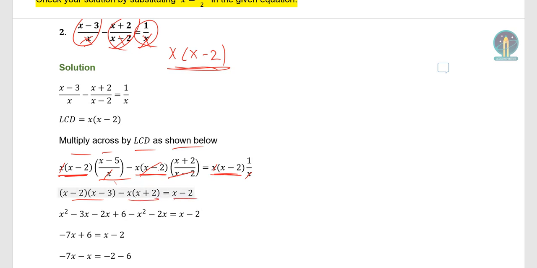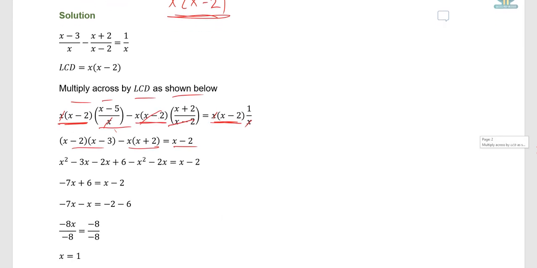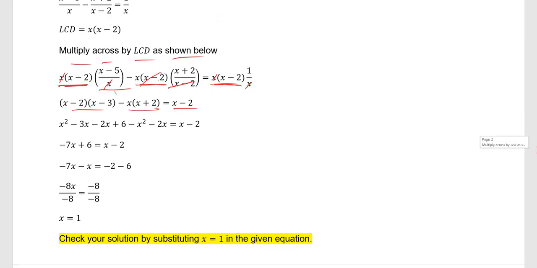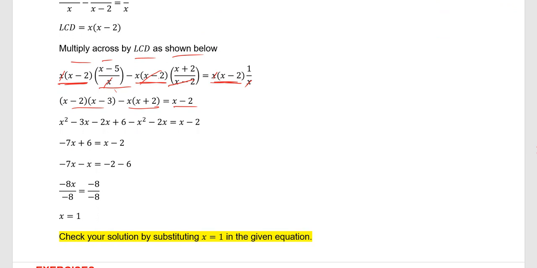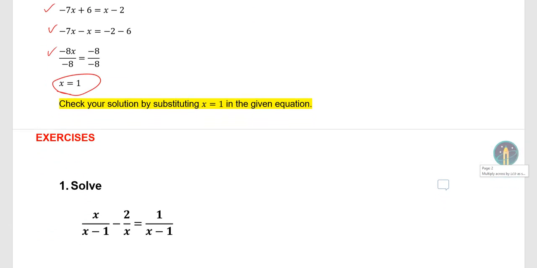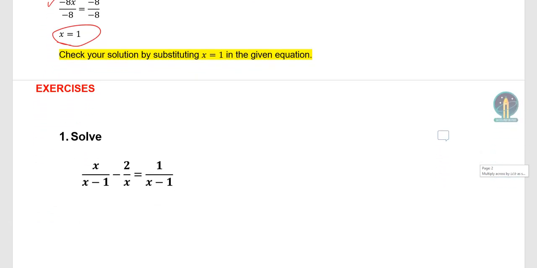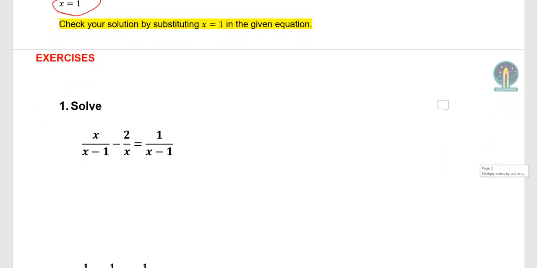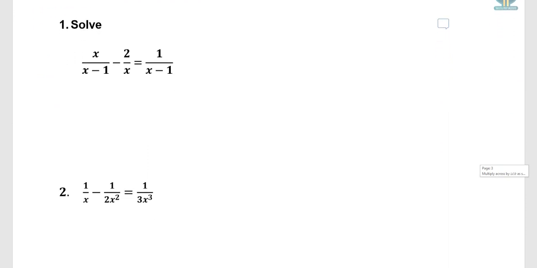And from there on, it just becomes a matter of distributing, combining like terms, the whole nine yards. In the end, after some manipulation, we get x equals 1. And again, this is the main trick involved. Here we have some exercises. Please pause the video, work on these, and come back for the solutions.